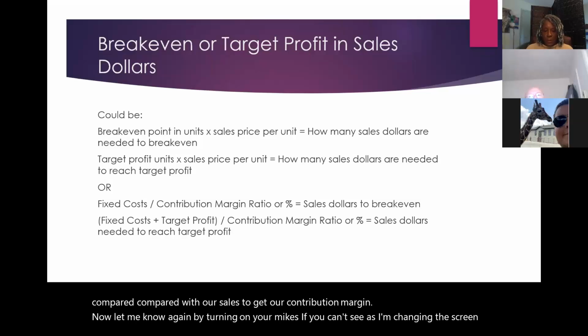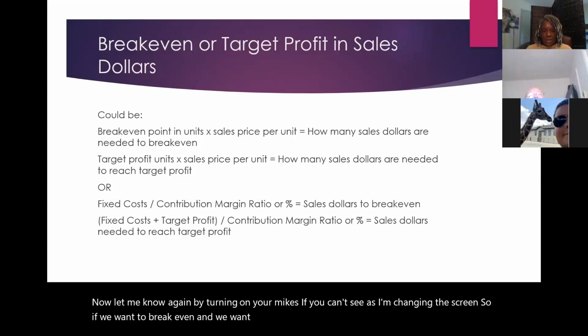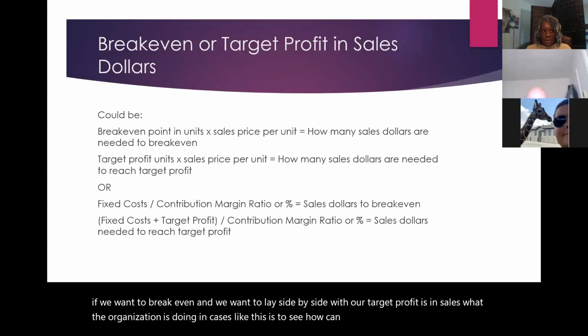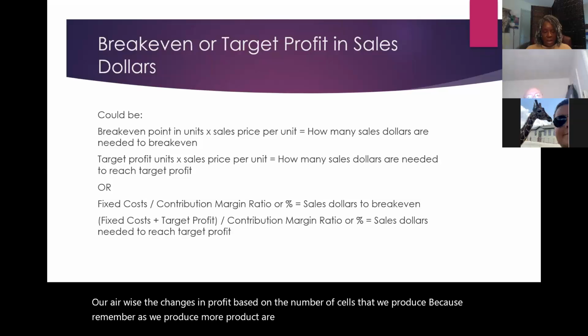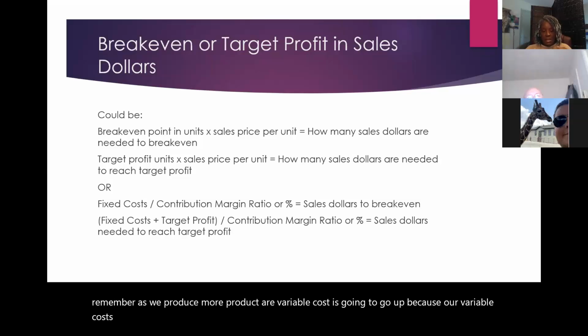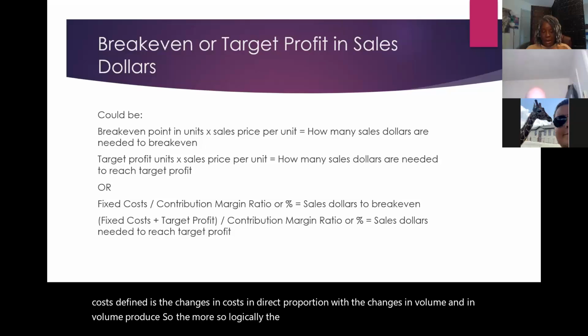So if we want to break even and lay side by side what our targeted profit is in sales, what the organization is doing in cases like this is to see how we can analyze the changes in profit based on the number of sales that we produce. Because remember, as we produce more product, our variable cost goes up, because variable cost is defined as the changes in cost in direct proportion with the changes in volume produced. So logically, the more we produce, the higher our variable cost is in direct proportion.